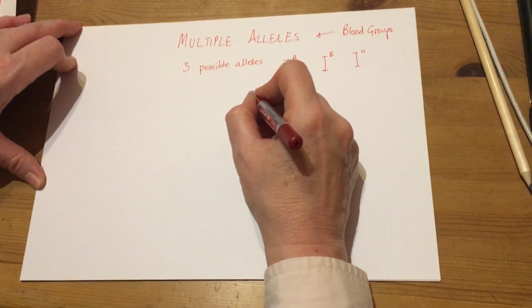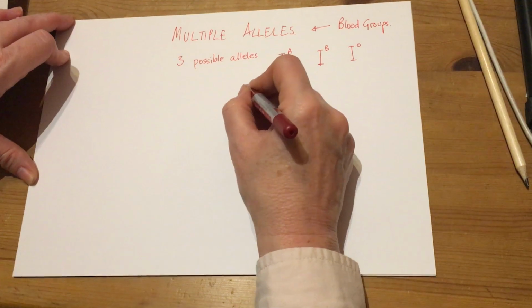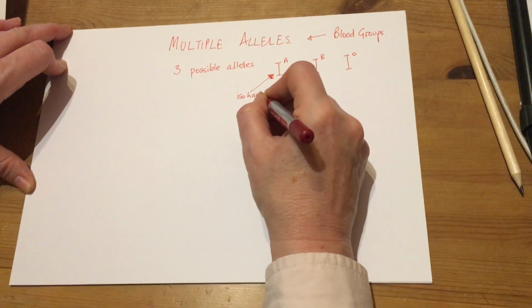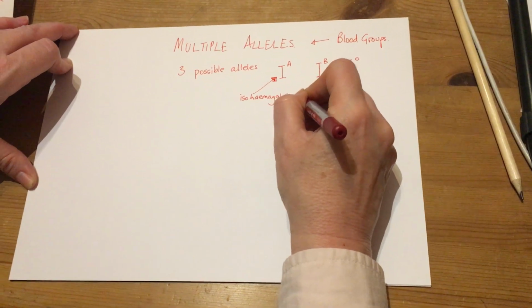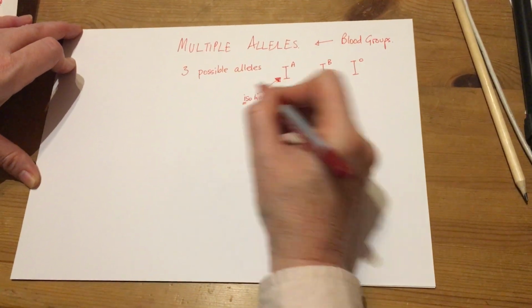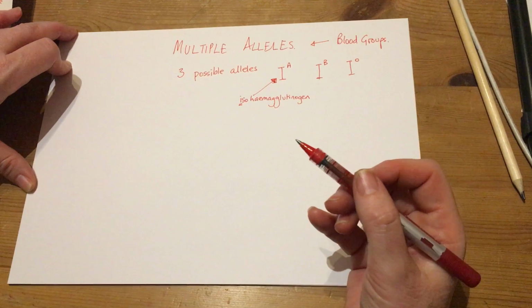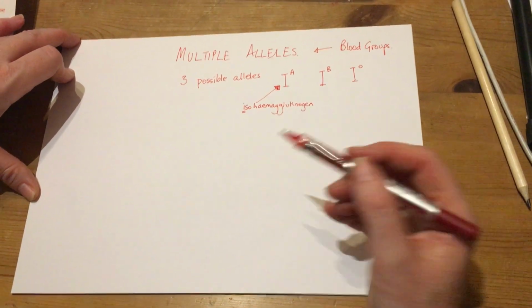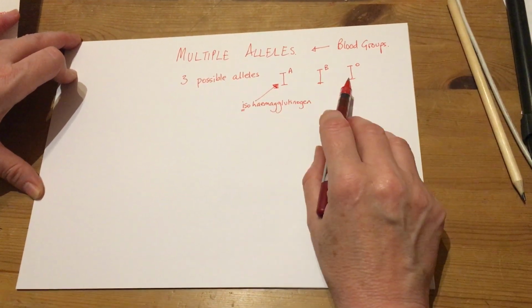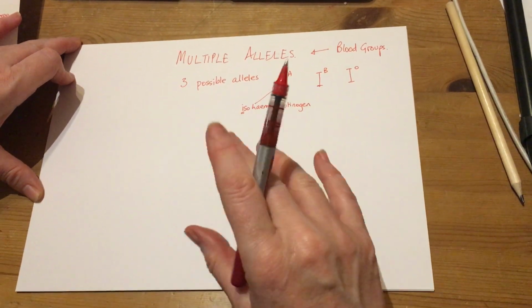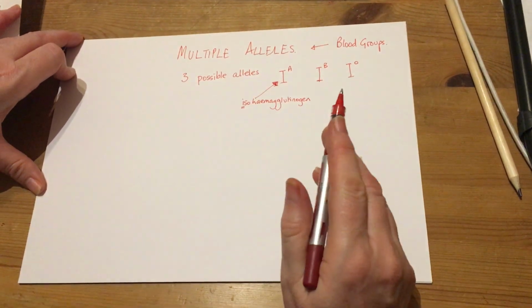The name of the gene, which you do not need to remember, is isohemagglutinogen. And that's why I've used a capital I. You do not need to remember that, but why not? So we've got 3 possible alleles. At any one time, each person can only have 2 of those options.